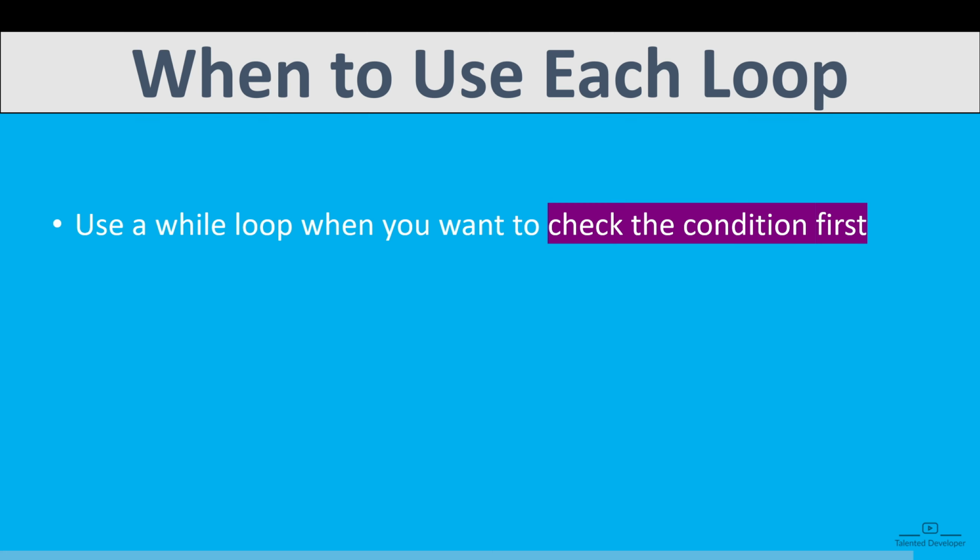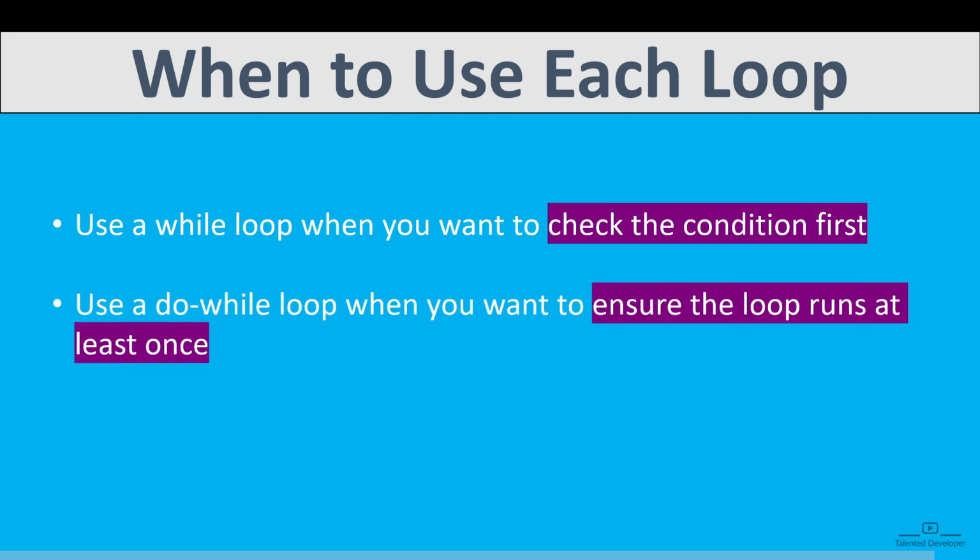So when to use while or do while? Use a while loop when you want to check the condition first and you are okay if the loop does not run at all. Use a do while loop when you want to ensure the loop runs at least once, regardless of the condition. So that's it for today's video.